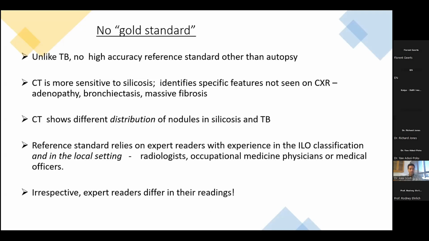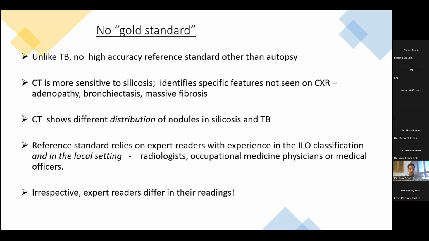The other problem with silicosis is no gold standard. Unlike TB, there's no high accuracy reference standard, other than autopsy. CT could play an important role here, and there's no question that CT is more sensitive in picking up silicosis, but it also identifies specific features, as we've seen in the previous presentation, not seen at all on the chest X-ray. This includes adenopathy and bronchiectasis particularly, and surprisingly, I found this very surprising, masses. I've seen a chest X-ray that was not clear, with just nodules, and the CT showed a mass in the right upper lobe, which was simply not visible.